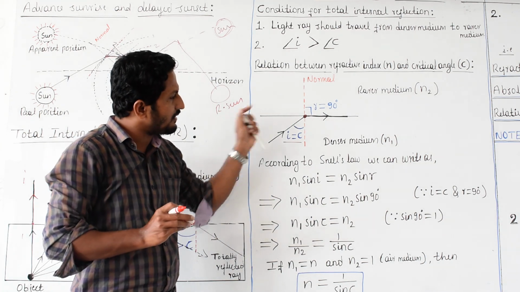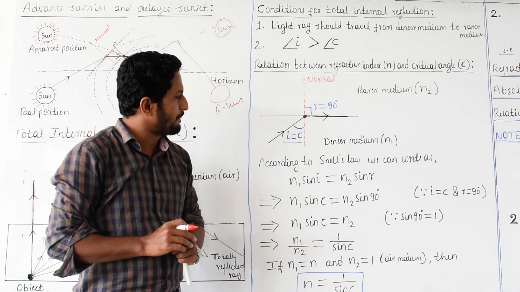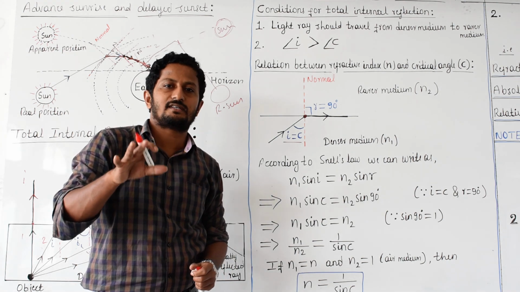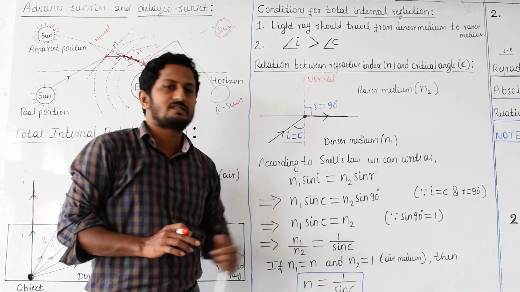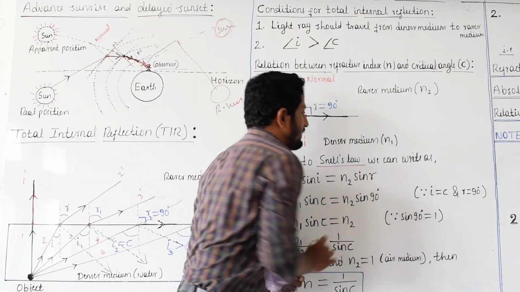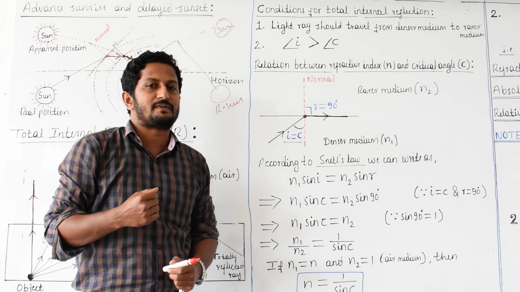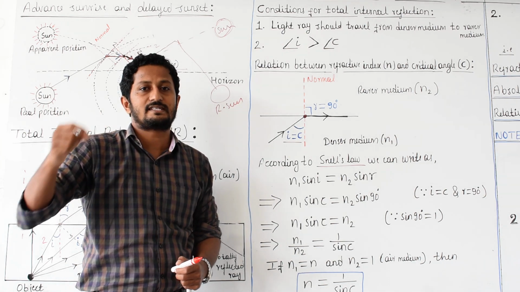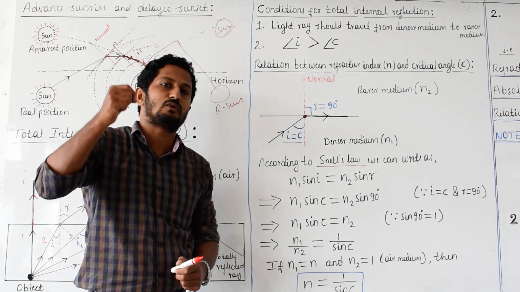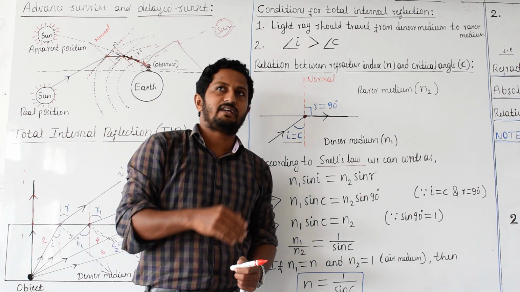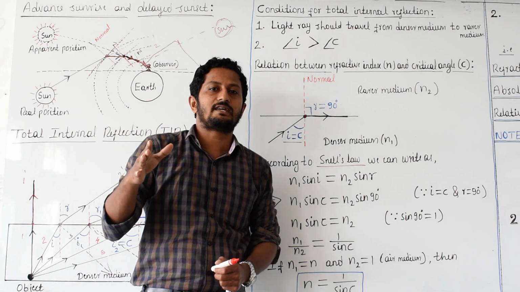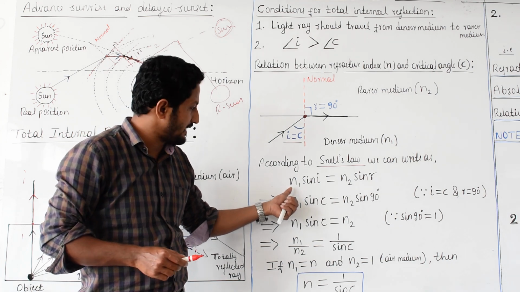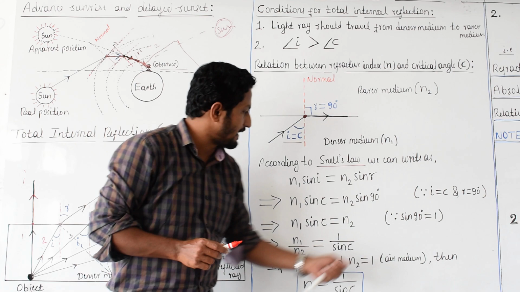Now concentrate. It's a very simple one. Light moved from denser to rarer. N1 and N2 are the refractive indices of those media respectively. According to Snell's law, what is Snell's law telling? Very important. There we have represented sin i by sin r is equal to N2 by N1, a constant. Even we take it as N1 sin i is equal to N2 sin r. See here, I have written Snell's law: N1 sin i is equal to N2 sin r.